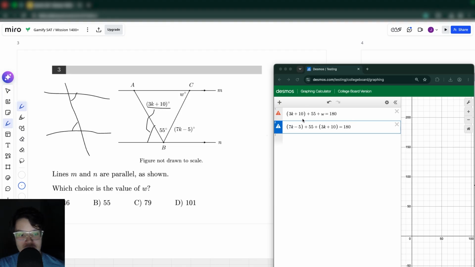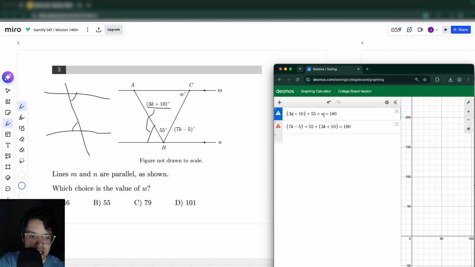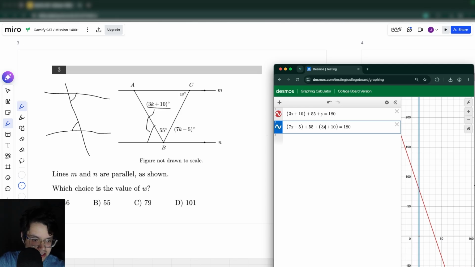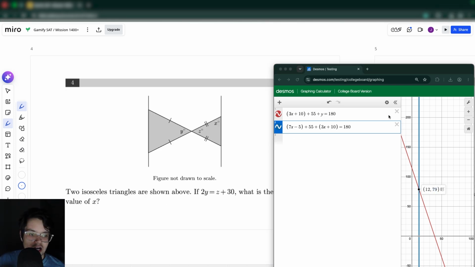As you may know, if you know anything about Desmos, you do have to use x and y when you're writing a system of equations like this. So I'll use x for k and then y for the w. So x there, x there. We get this kind of configuration, 12 and 79. 79 would be the right answer because we're looking for w here, which is my y. So therefore 79.